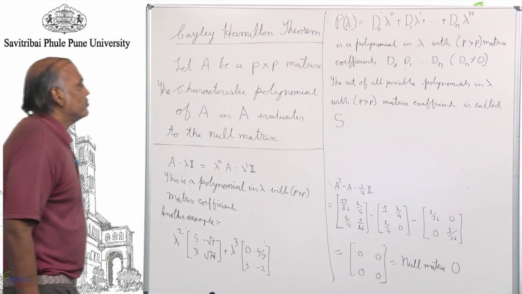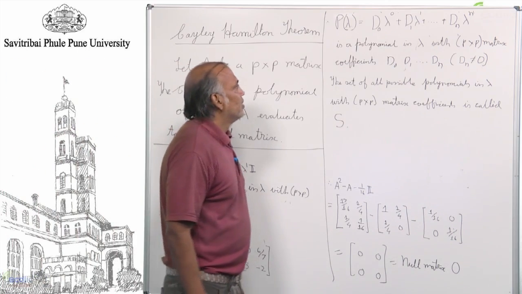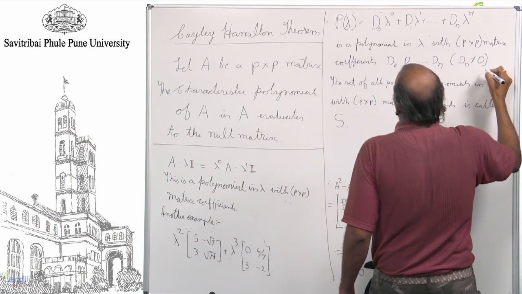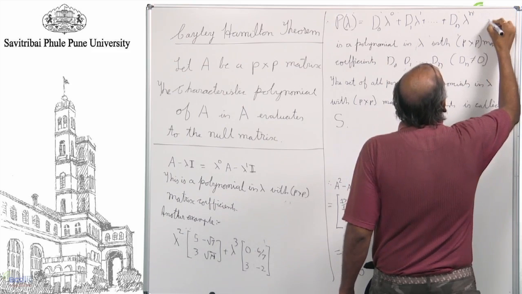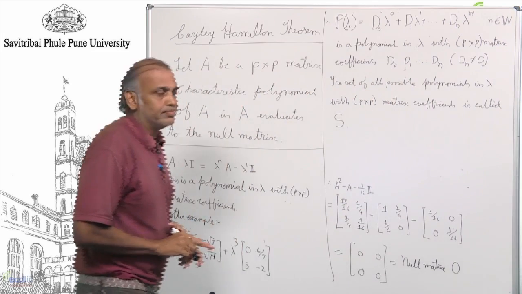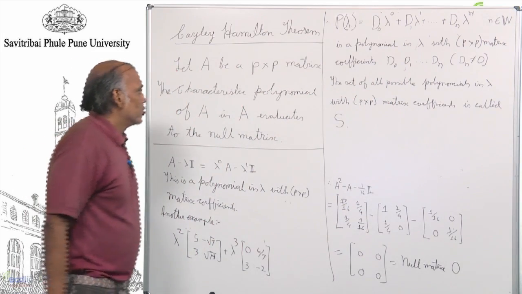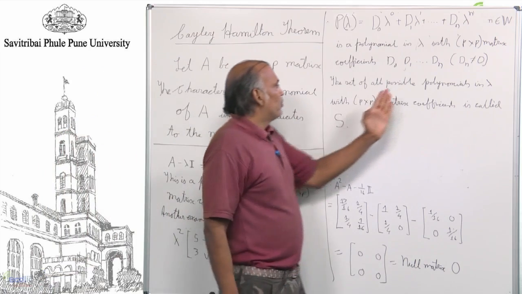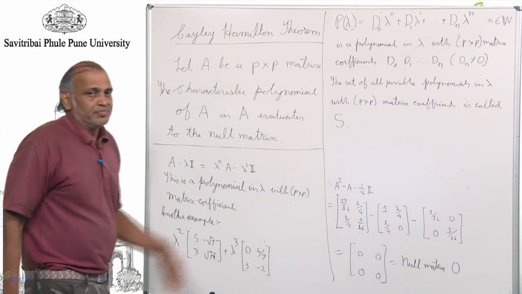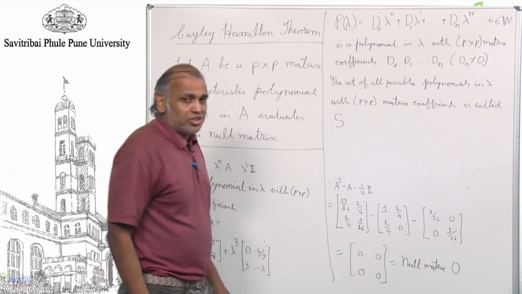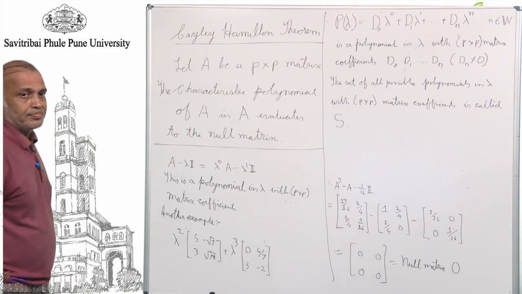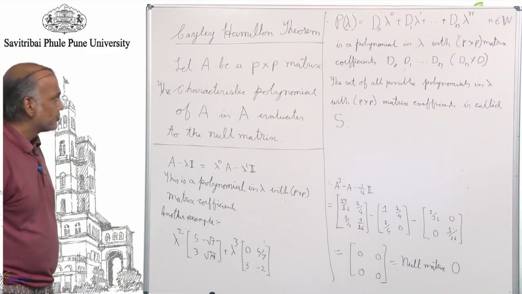I must also specify here that n is a whole number. So the set of all possible polynomials in lambda with p by p matrix coefficients is called S. It's an important set. We will see further regarding this S.